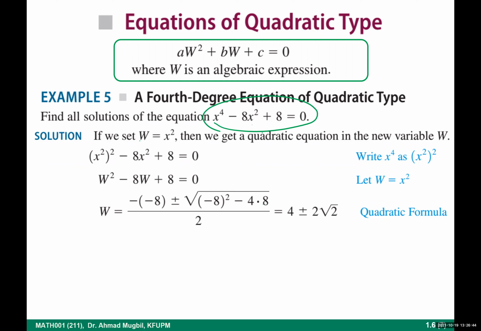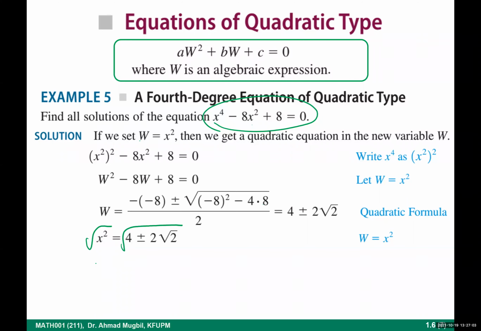Substitute back. Go now to the original. So W is what? X squared. Replace W by X squared. Now solve it for what? This is a basic power equation. How to solve it? Take the square root of both sides.